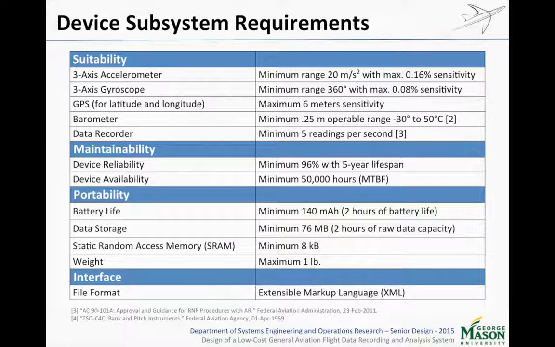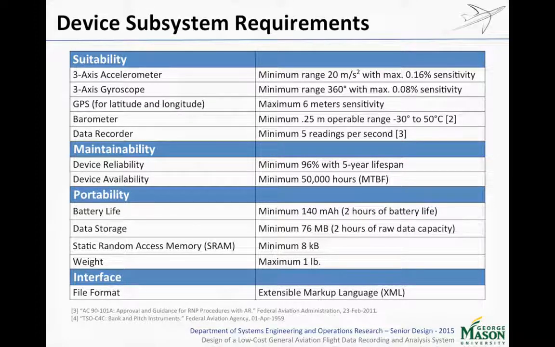We found that the current draw for the Arduino Mega for a 2-hour flight would be 140 milliamp hours, which is great because even a 9-volt battery falls well within that capacity. And for data storage, we found that we only need 76 megabytes to store all the raw data for a 2-hour flight, which is again great because that falls well within the range of even a small SD card.